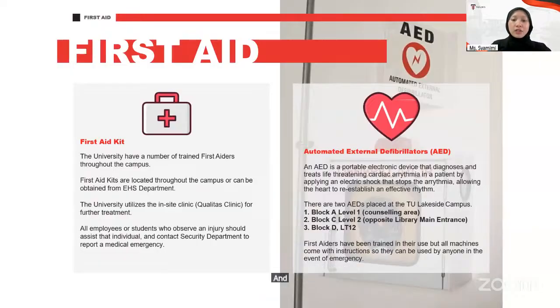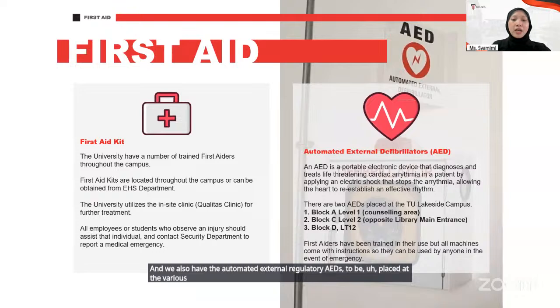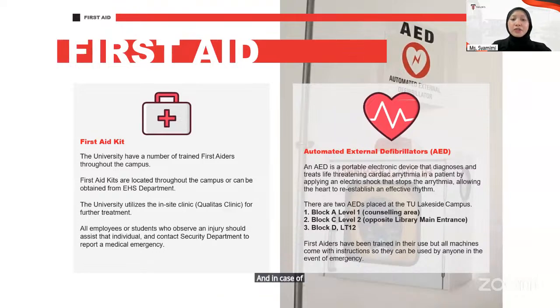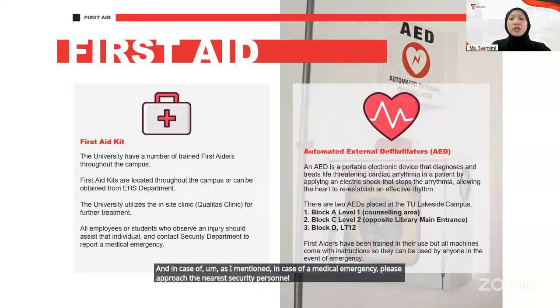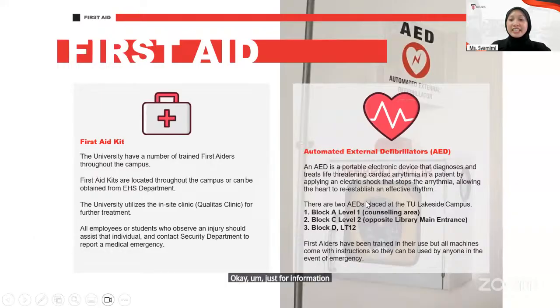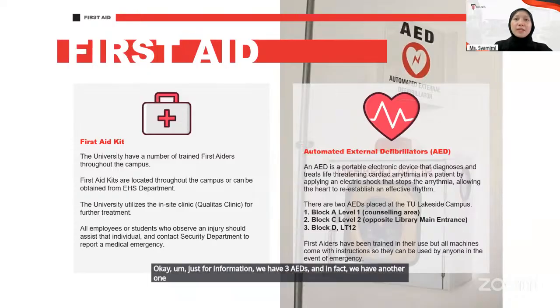We also have automated external defibrillators, AEDs, placed at various locations across our campus. In case of a medical emergency, please approach the nearest security personnel immediately, and they will help you coordinate ambulance support if required. Just for information, we have 3 AEDs, and in fact, we have another one at the sport complex because the sport complex is very far from our building.